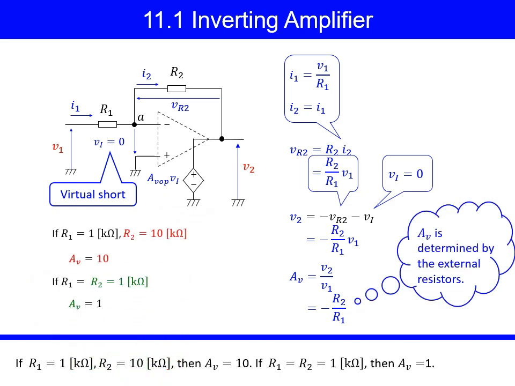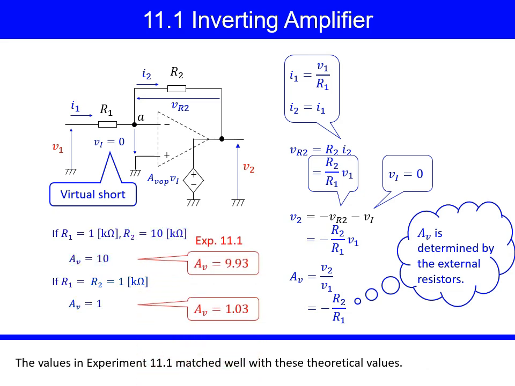If R1 equals 1 kiloohm and R2 equals 10 kiloohms, then AV equals 10. If R1 and R2 are 1 kiloohm, then AV equals 1. The values in experiment 11.1 matched well with these theoretical values.